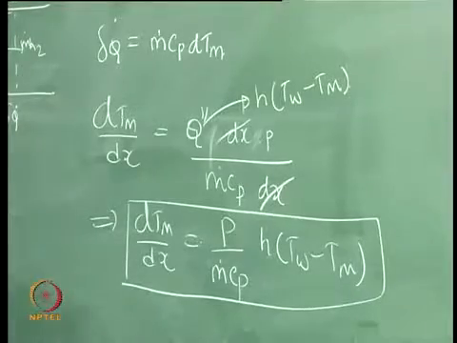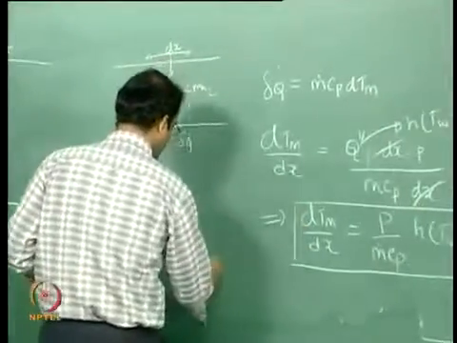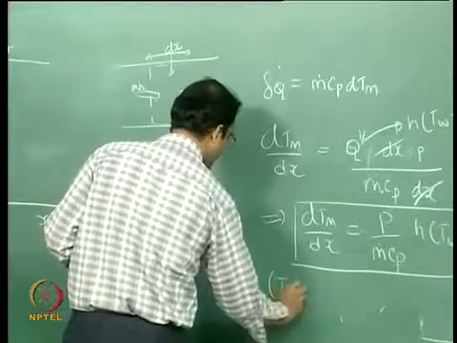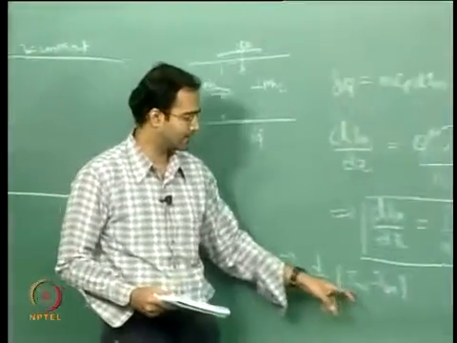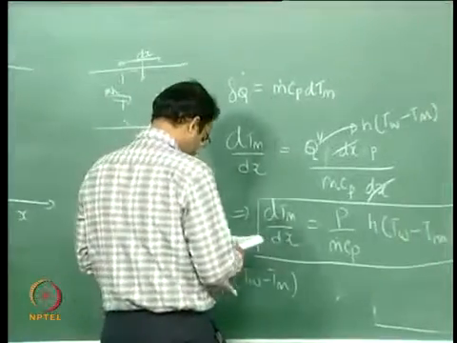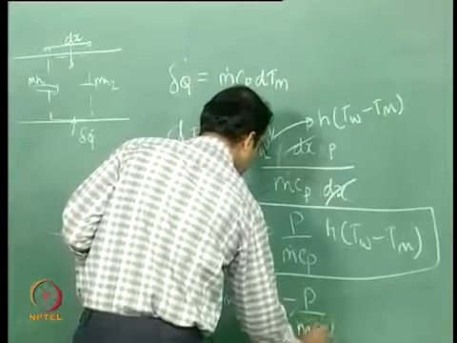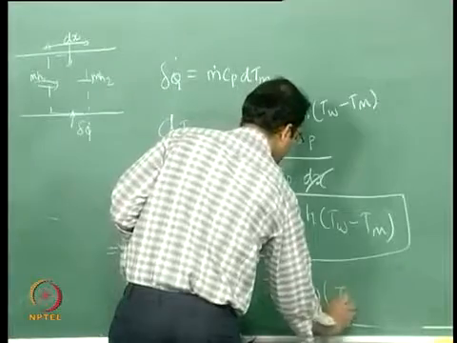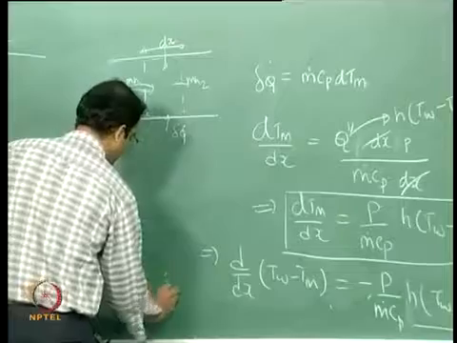So what we can now do, since your T wall is a constant, we can write this as d by dx of T wall minus Tm, correct. T wall is a constant, so you can just introduce d by dx of T wall minus Tm. Now there will be a minus sign, so we can put a minus sign on this side also, P by m dot Cp into H into T wall minus Tm is already here. So let us call T wall minus Tm as some delta T.